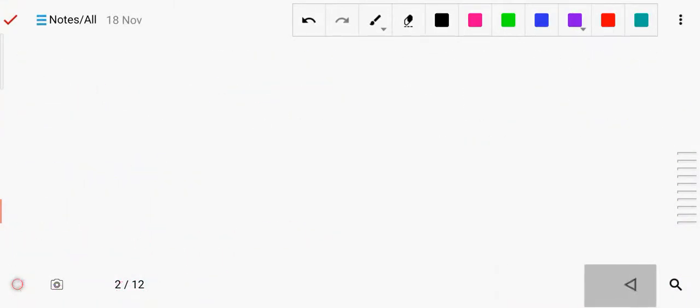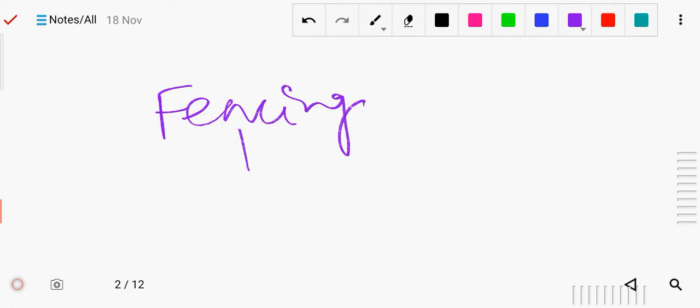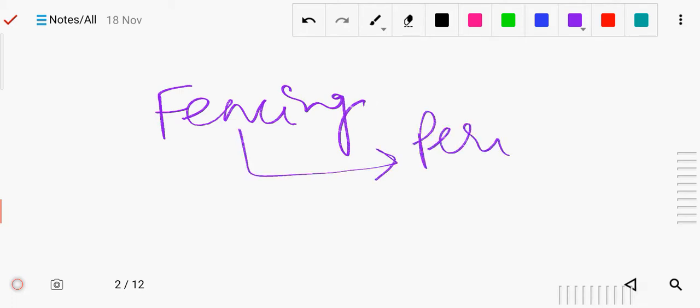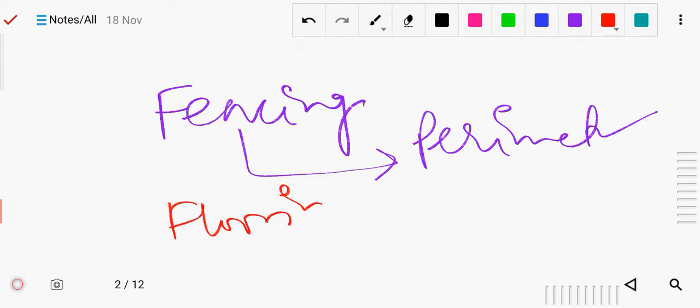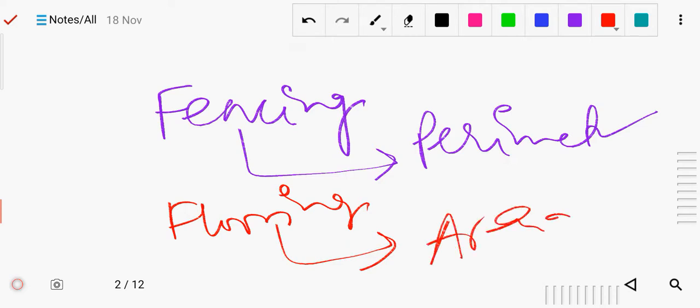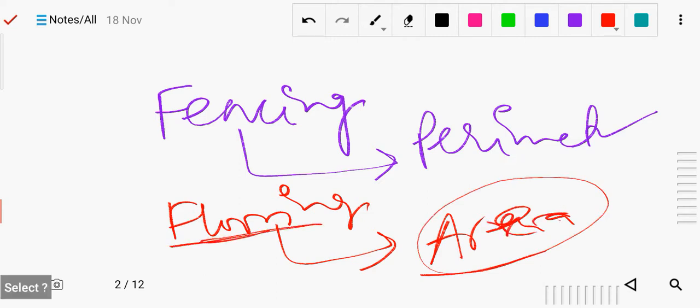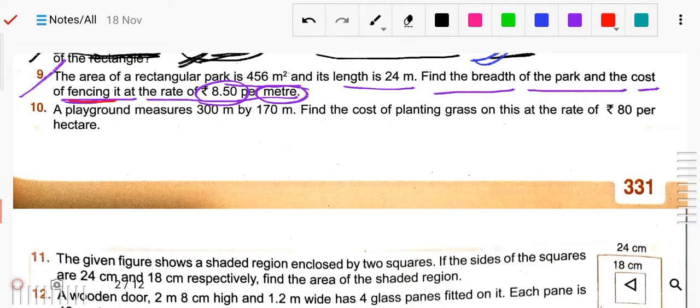Already you know about this one, but again just revise it. If fencing is written, it means you have to find the perimeter. In this question you have to find the perimeter. If flooring is written, it means you have to find the area. We have already discussed this. If it is flooring, you have to find the area; if it is fencing, you have to find the perimeter. In this question it is fencing, so you have to find the perimeter, and the cost is given per meter. For 1 meter you have to pay 8.50.